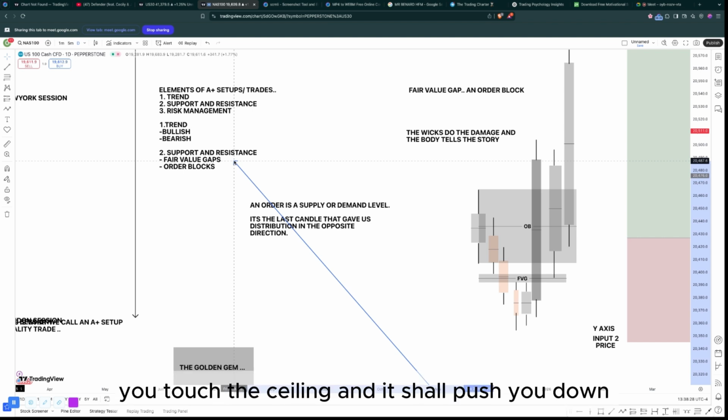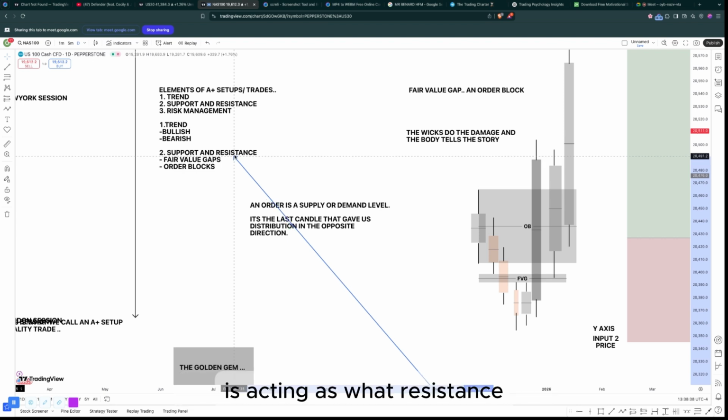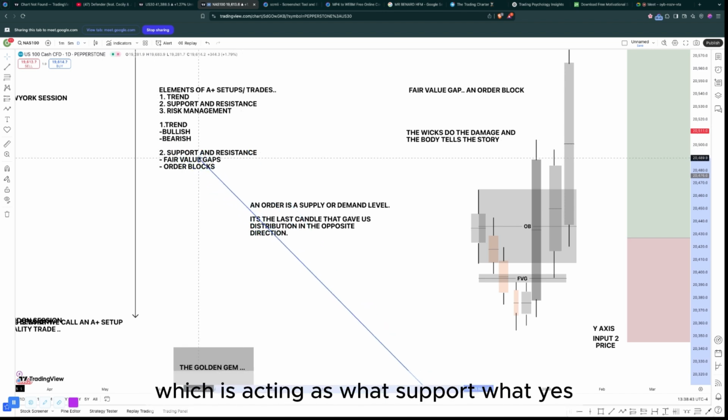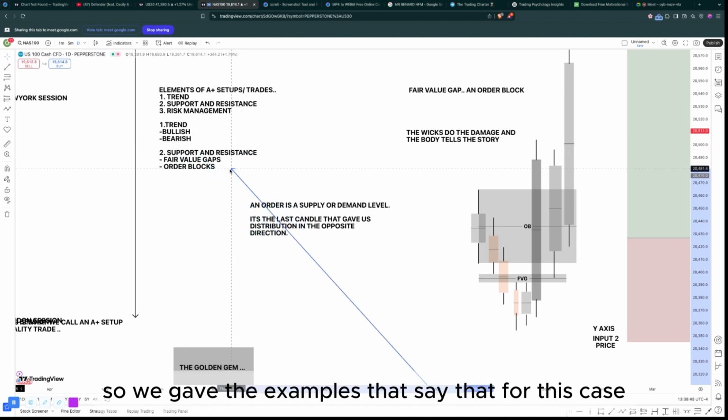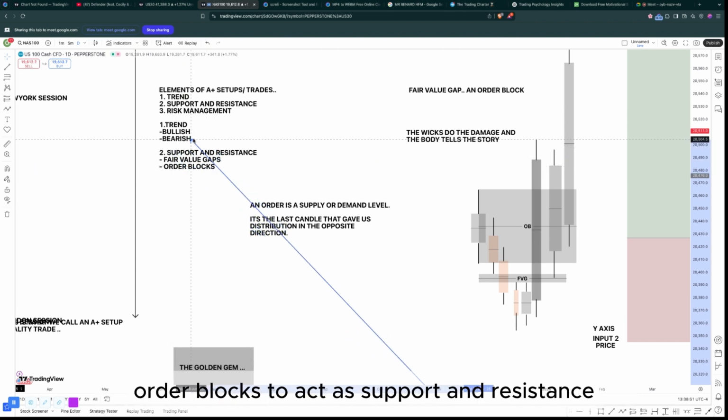So we gave an example that if you jump from the floor to the ceiling, what happens? You will touch the ceiling and it shall push you down. Why shall it push you down? Because of gravity. And now gravity is acting as what? Resistance. Then you come back and fall on the floor, which is acting as what? Support. Yes, so we gave examples and we said that for this case we are going to use fair value gaps and order blocks to act as support and resistance.